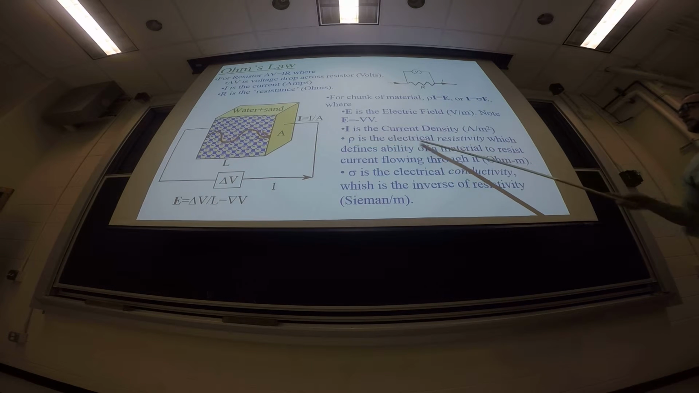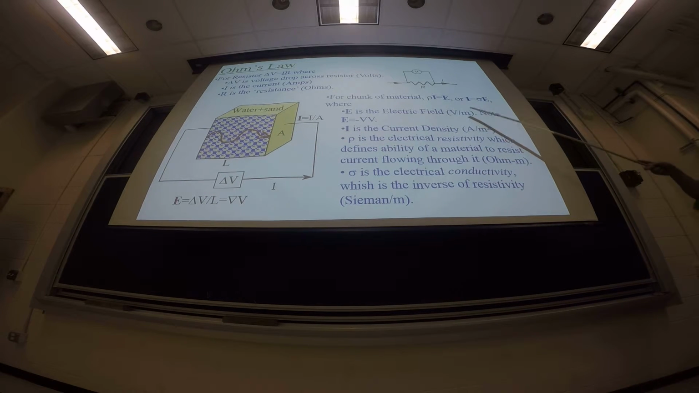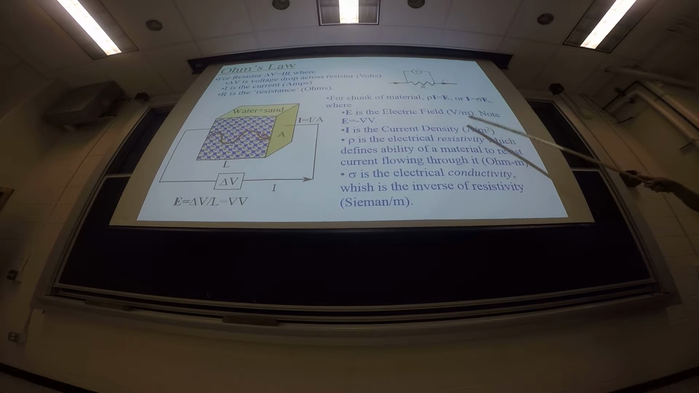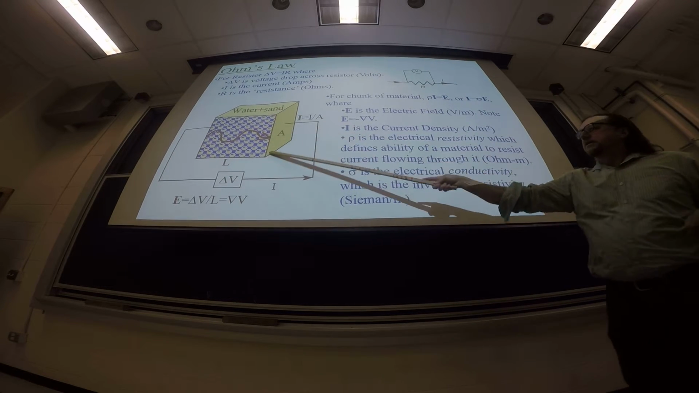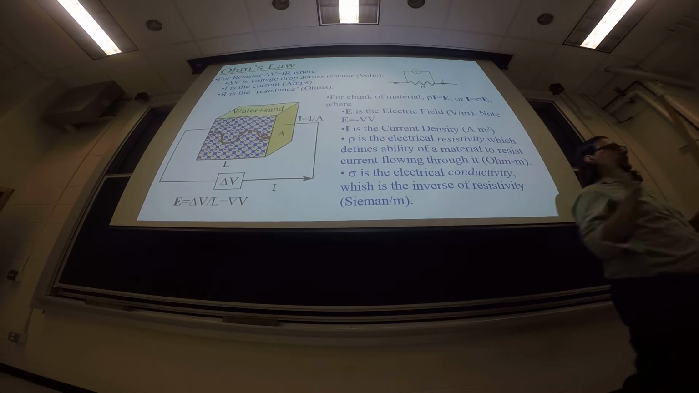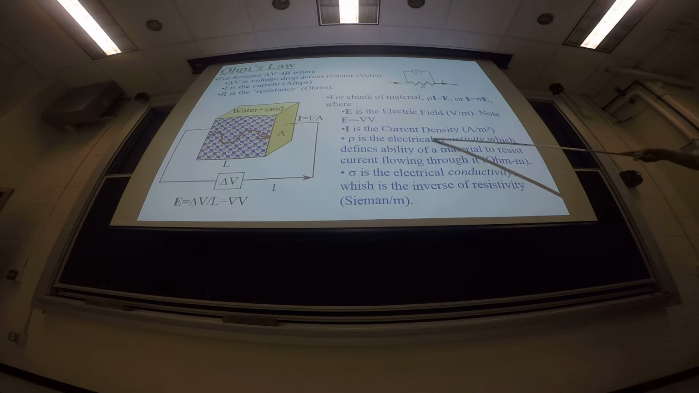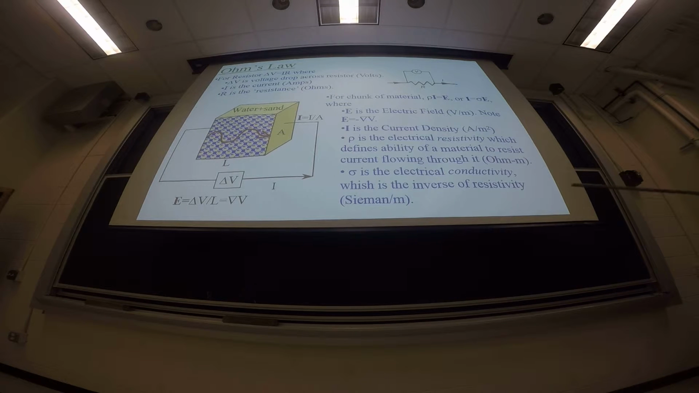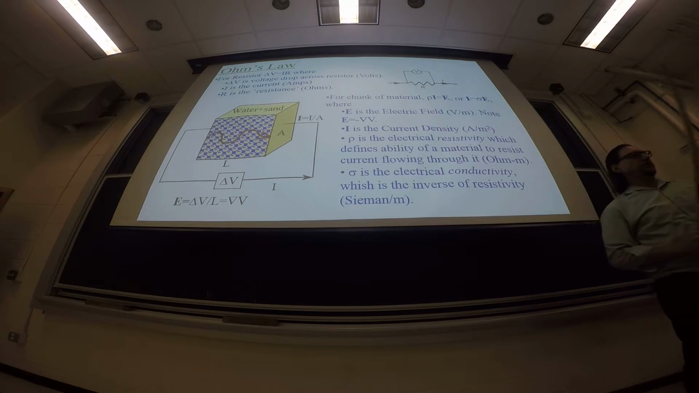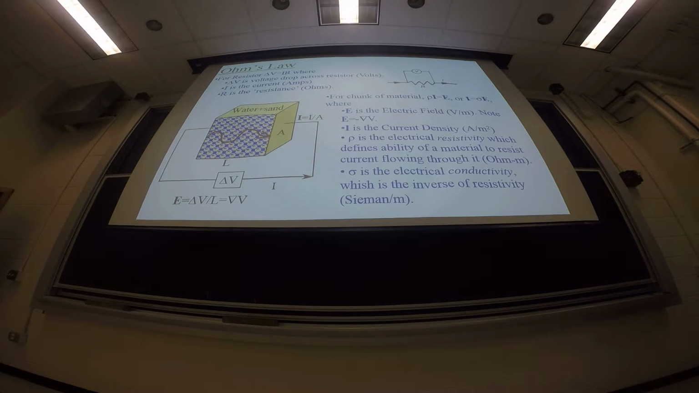And I is what's known as the current density, which is basically the same thing as this current that you're using right here, divided by the area of the face through which the current is passing. And then, once again, rho is the electrical resistivity. Now, there is something called the electrical conductivity, which is simply the inverse of the resistivity, or 1 over rho.